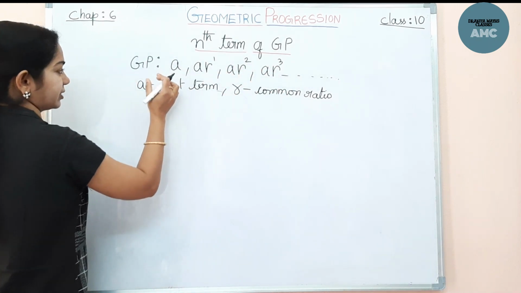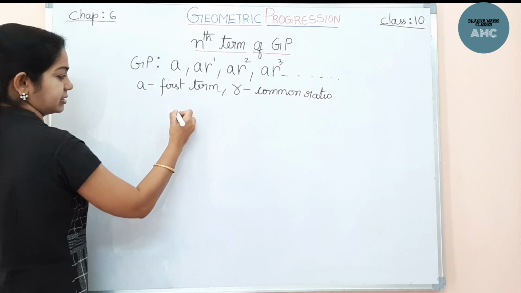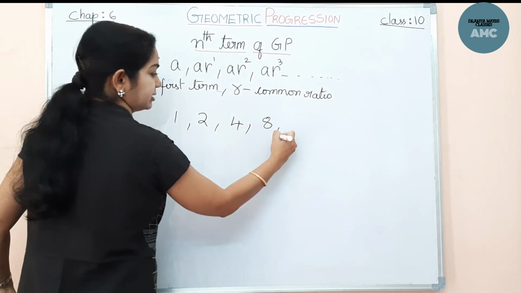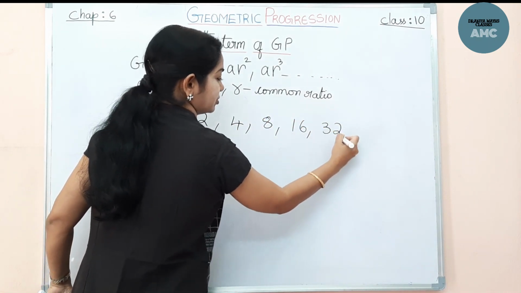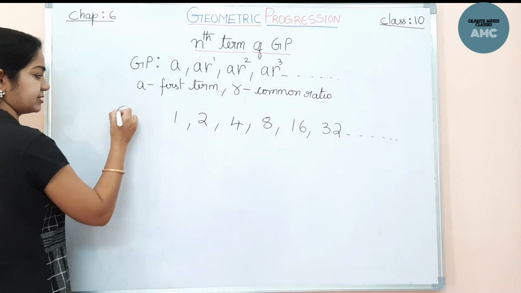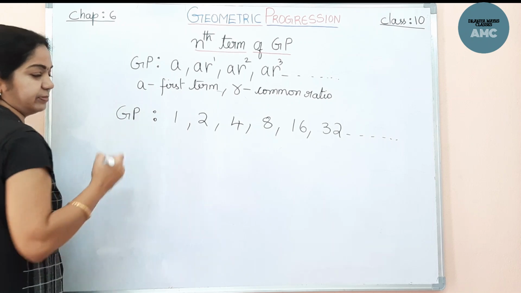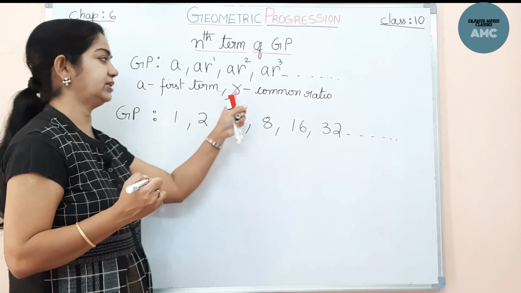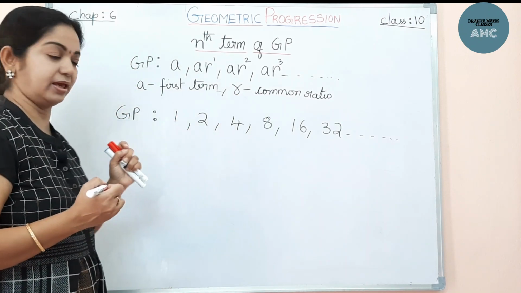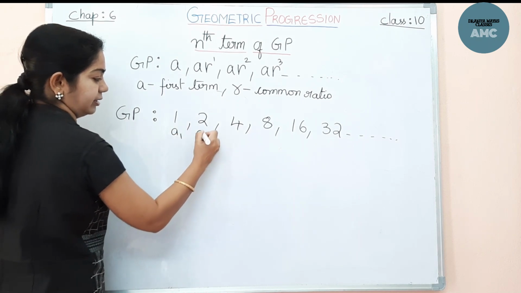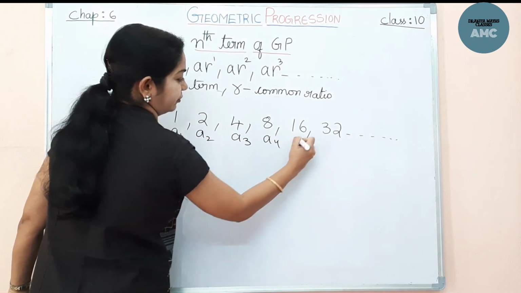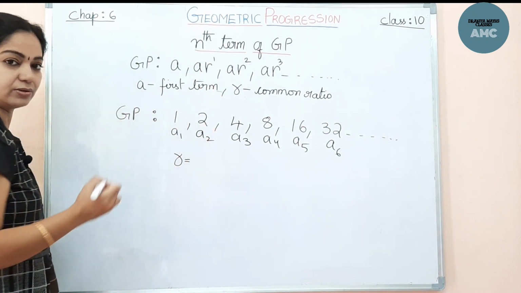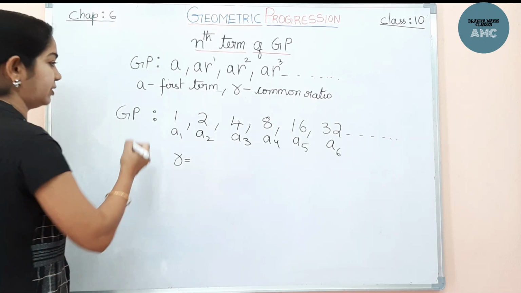Let me give an example, the same example: 1, 2, 4, 8, 16, 32, and so on. I tell you this is an example of GP. How do I tell this is an example of GP? We have to see the common ratio. The first term is A1, that is 1, then second term A2, A3, A4, A5, A6. If the ratio is common throughout the series, then it is called a GP.